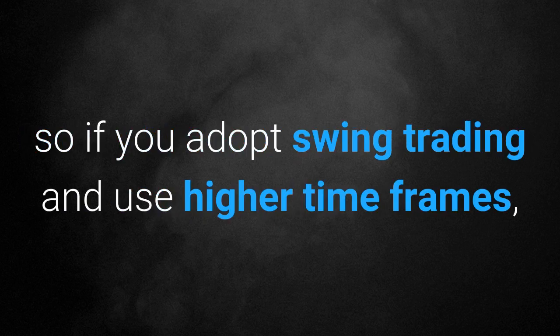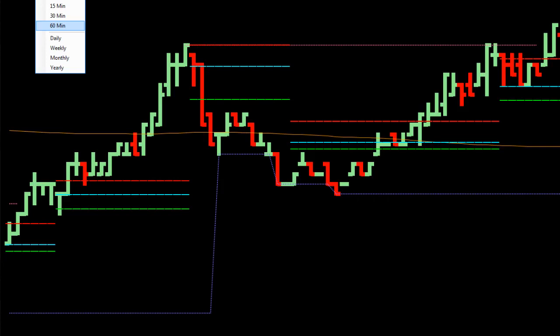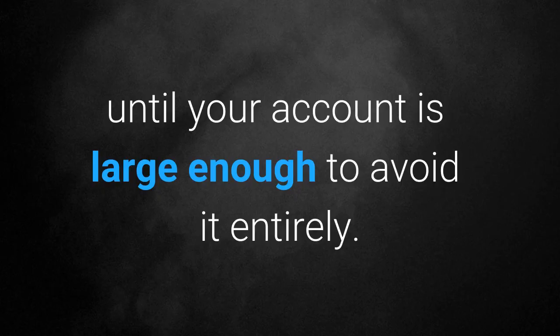So if you adopt swing trading and use higher time frames, for example 60 minutes and above, you can work your trading around the rule until your account is large enough to avoid it entirely.